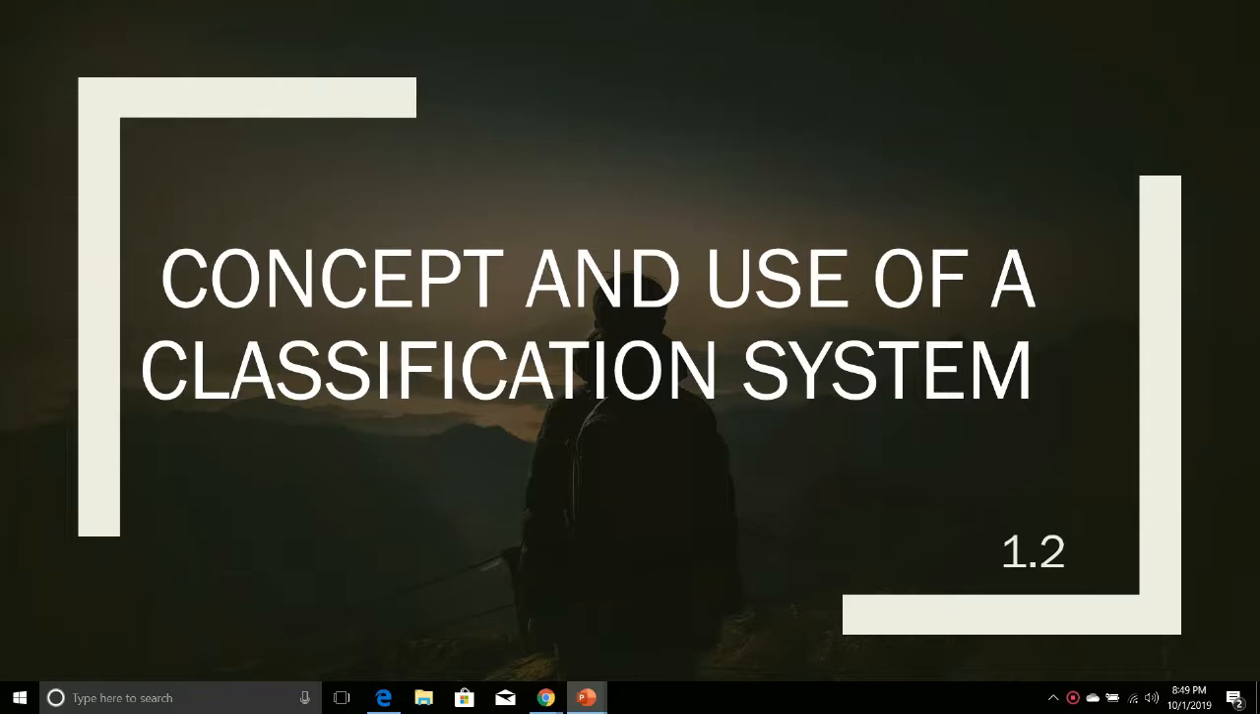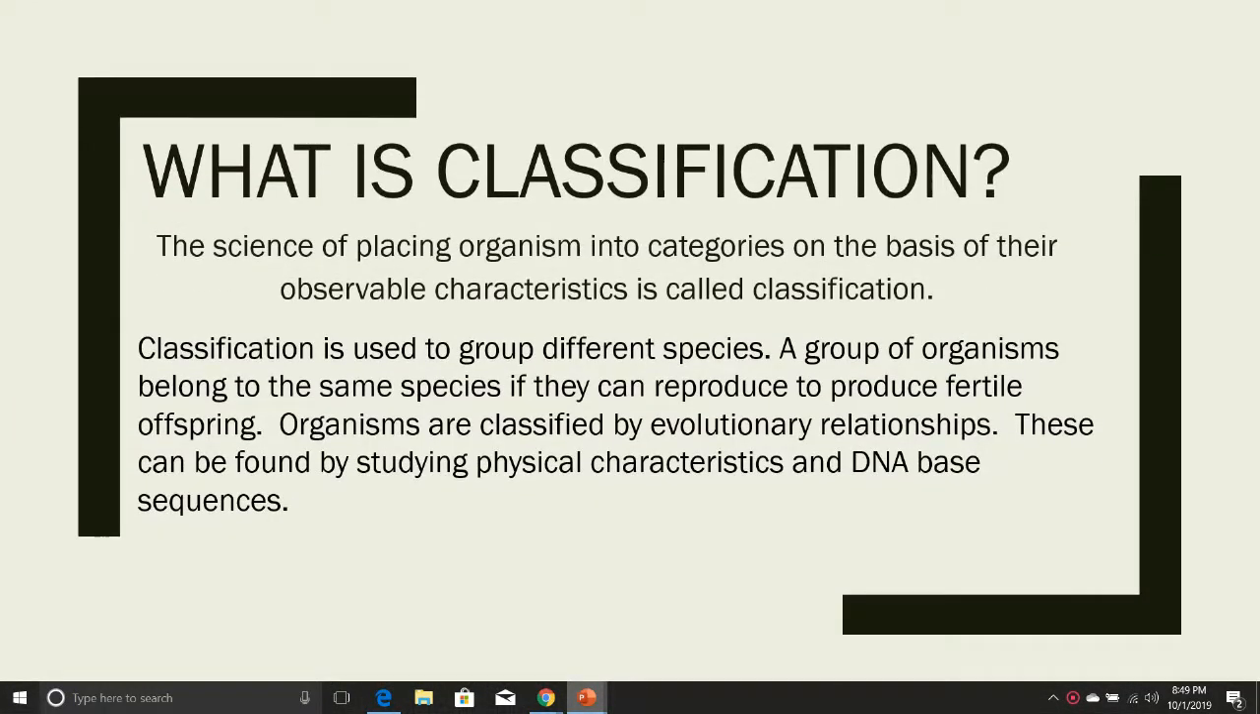So today our topic is concept and the use of classification system 1.2. What is classification? The science of placing organisms into categories on basis of their observable characteristics is called classification. Classification is used to group different species. A group of organisms belong to the same species if they can reproduce to produce fertile offsprings.